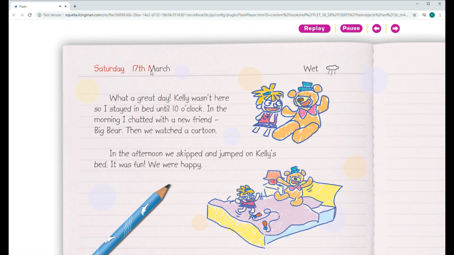Saturday the 17th of March. Wet. What a great day! Kelly wasn't here, so I stayed in bed until 10 o'clock. In the morning, I chatted with a new friend, Big Bear. Then we watched a cartoon. In the afternoon, we skipped and jumped on Kelly's bed. It was fun. We were happy.